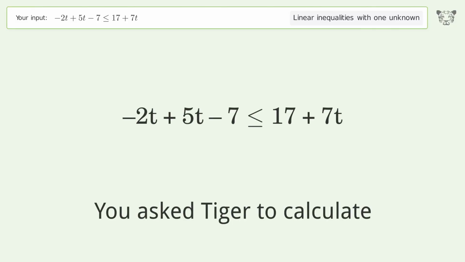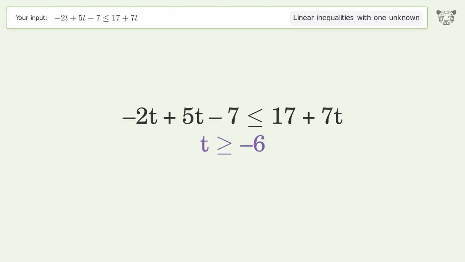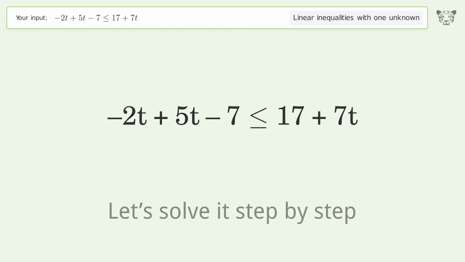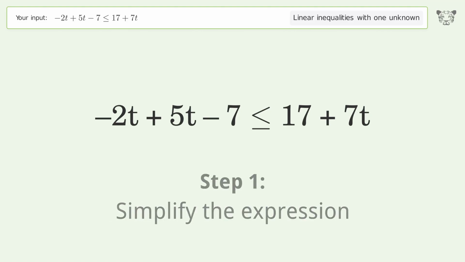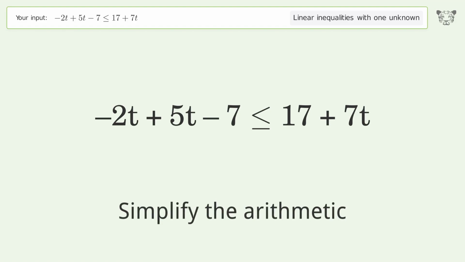You ask Tiger to calculate. This deals with linear inequalities with one unknown. The final result is t equal or greater than -6. Let's solve it step by step. Simplify the expression. Simplify the arithmetic.